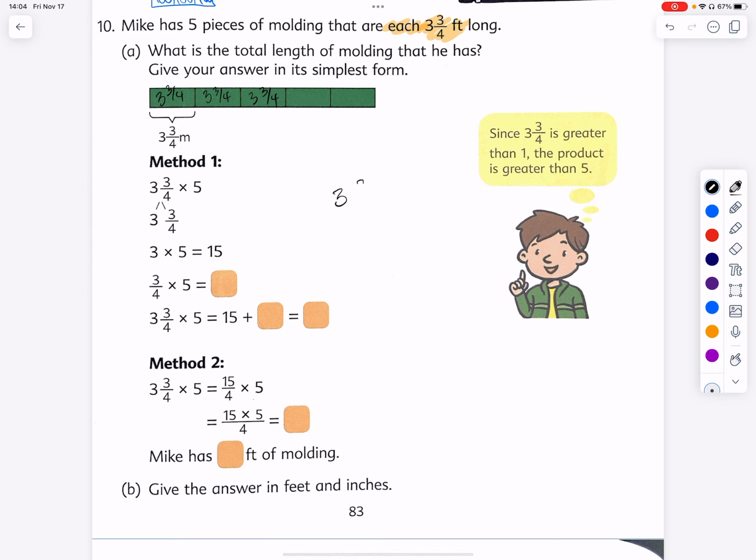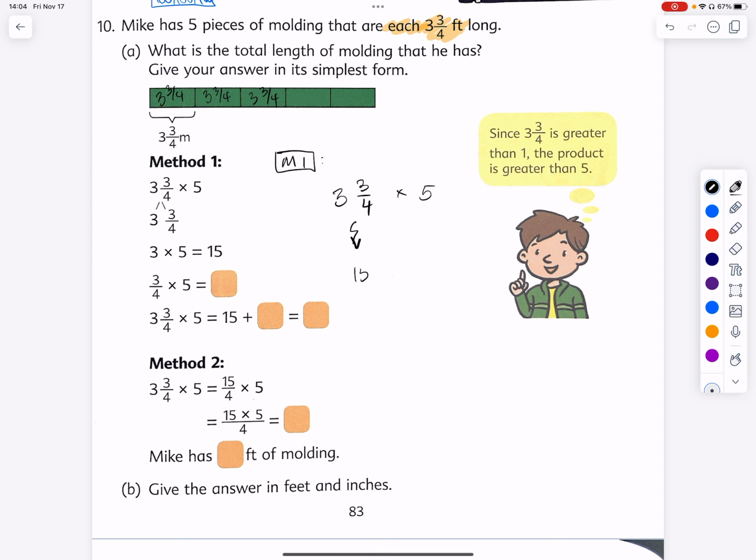So 3 3/4 is a mixed number. If we want to multiply it 5 times to find the total length, there are 2 ways to go about it. Method 1. As always, just like when we added and subtracted mixed numbers, how do we deal with mixed numbers? One of the ways is to convert it to an improper fraction. So 3 3/4 results in 15 quarters.